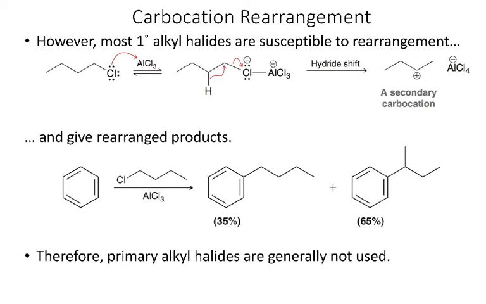So generally, other than the ethyl chloride example we saw on the last slide, primary alkyl halides are not used in Friedel-Crafts alkylation, and instead we need to stick with preferably tertiary or secondary alkyl halides.